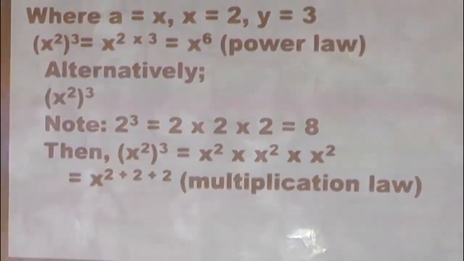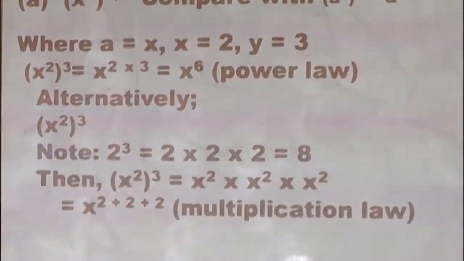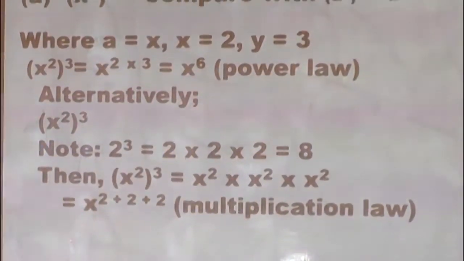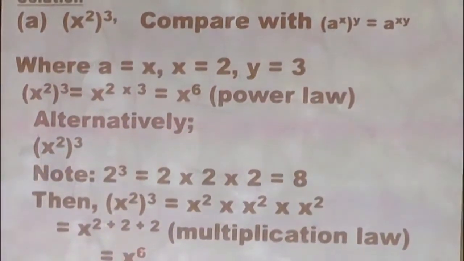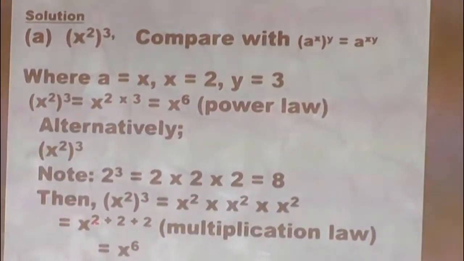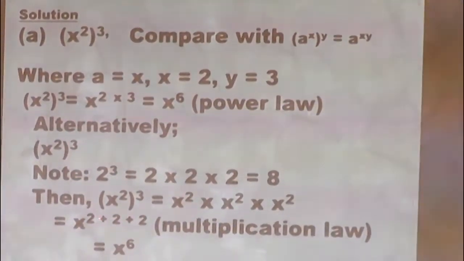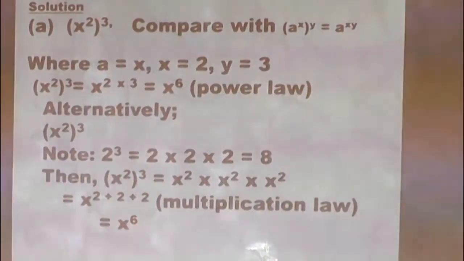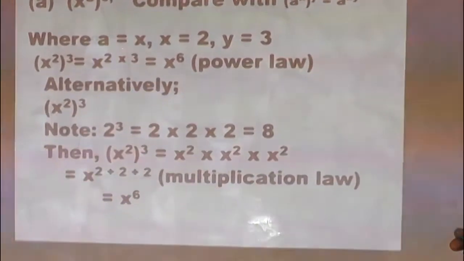And by the time you add 2 plus 2 plus 2, the result is going to be x raised to the power of 6, because 2 plus 2 plus 2 will give us 6. Therefore, you are going to have x raised to the power of 6. That is the solution of the first question.